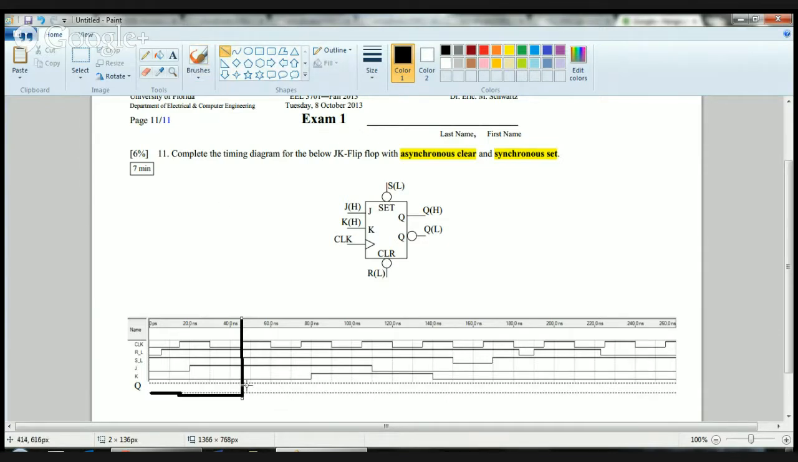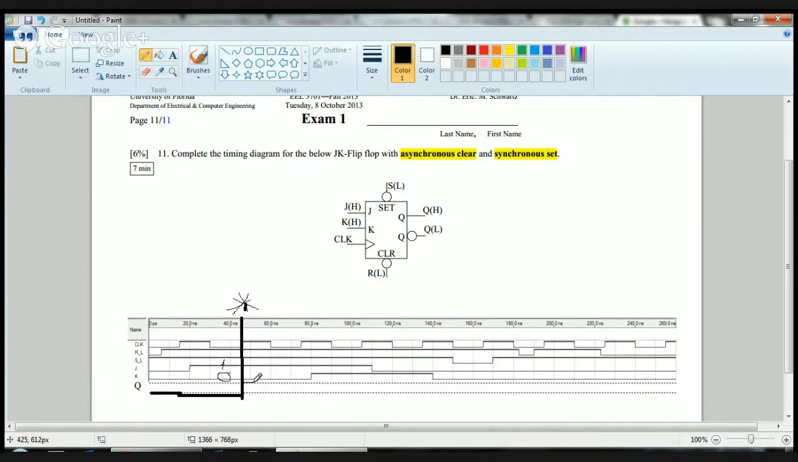Wait, where does it go to 1? It goes to 1 at this rising edge right here. Okay, let me go to your screen. It goes at this cross that I'm putting here, because J is 1 and K is 0, and 1 and 0 sets it to 1.